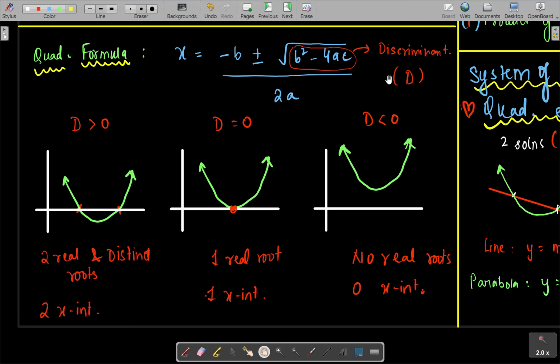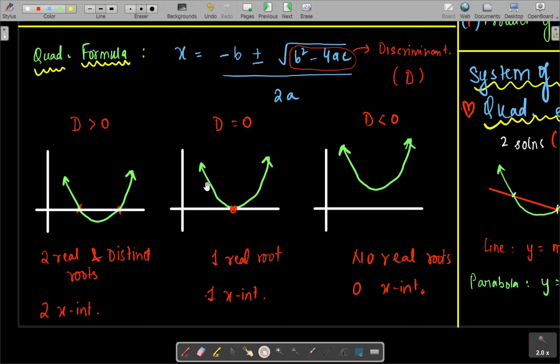Now this discriminant is very important. Depending on whether the discriminant is greater than 0, equal to 0, or less than 0, you can find out the nature of roots. If the D value is greater than 0, the graph of the quadratic equation will cross the x-axis at two distinct points, and these 2 points will be the two solutions. So in this case, we say that the quadratic equation will have two real and distinct roots, or two x-intercepts.